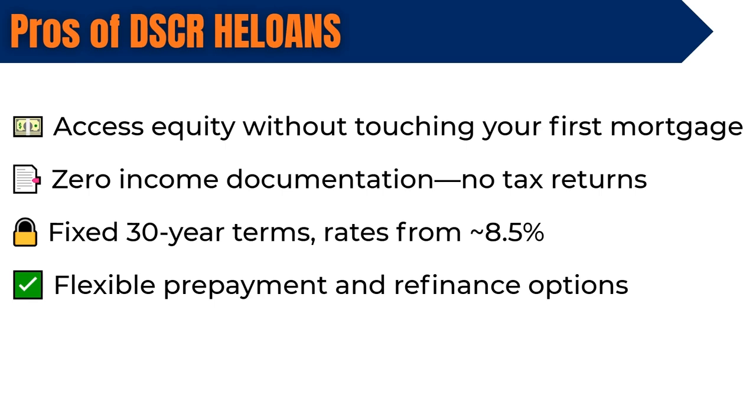So what are some of the pros of the DSCR HELOAN? You can access your equity without having to touch your first mortgage. So if you purchased or you refinanced when rates were low, you don't have to worry about touching that. Zero income documentation, so we're not going to ask for tax returns. All we care about is the lease agreement that you have, or if it is a short-term rental property, then we just want 12 months history of what the actual property has earned.